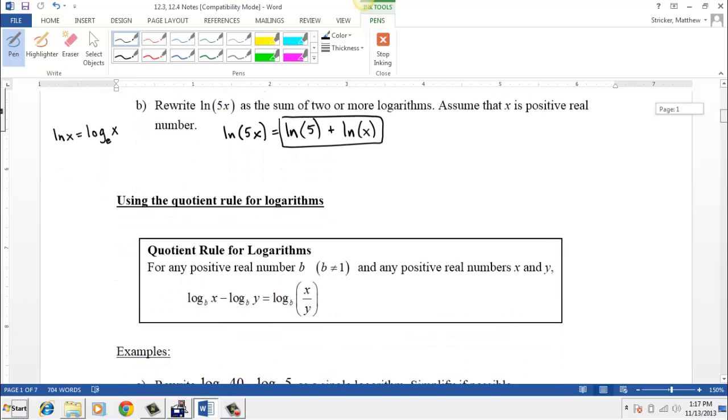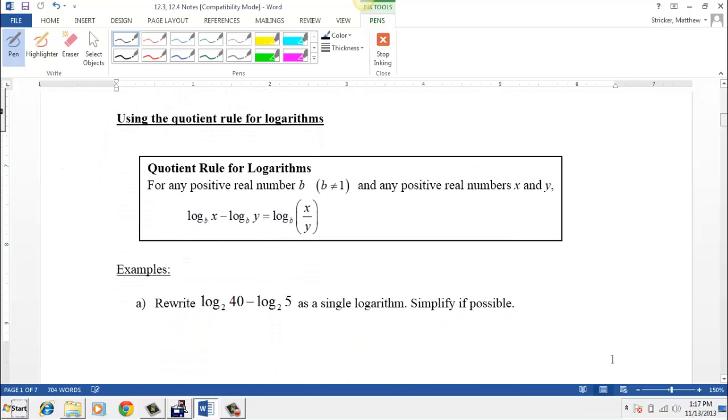Okay, if we have a product rule, we must also have a quotient rule. And the quotient rule is similar, except here, when we subtract two logarithms, log of x minus log y is equal to the log of x divided by y.